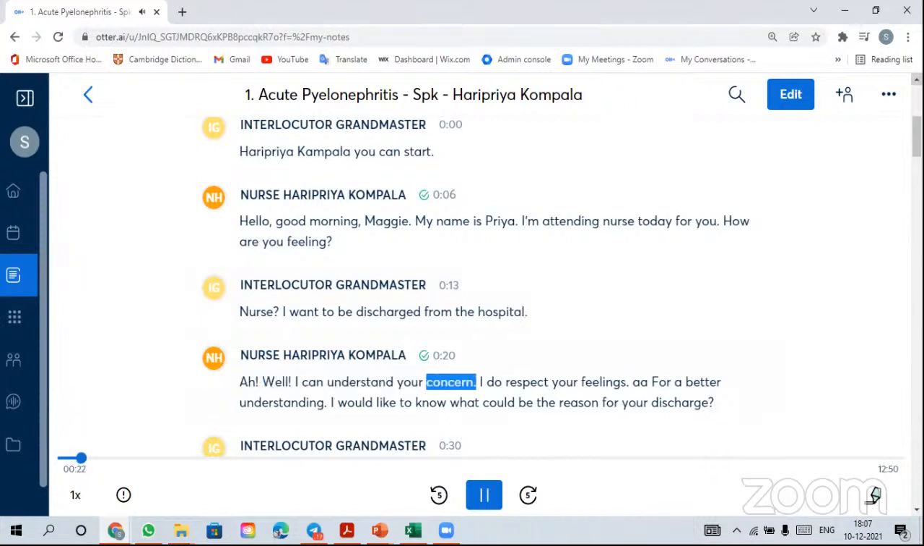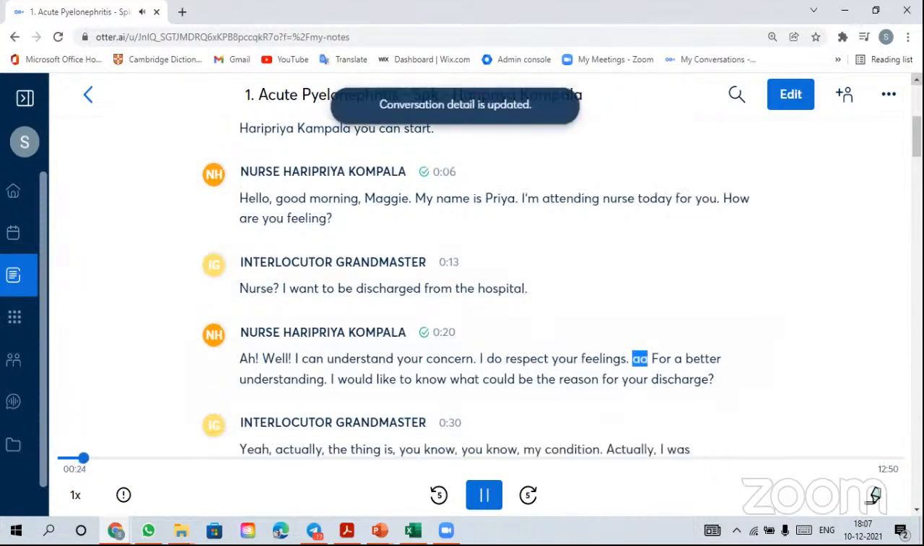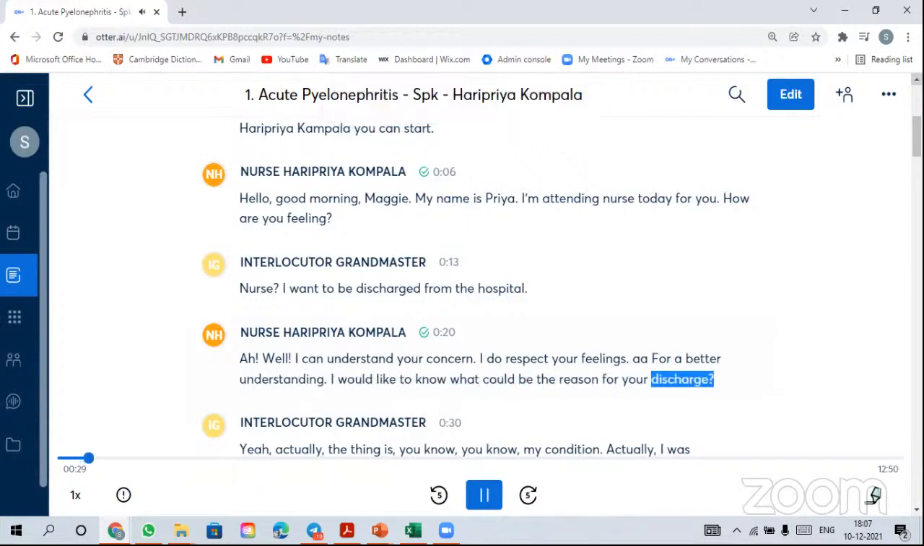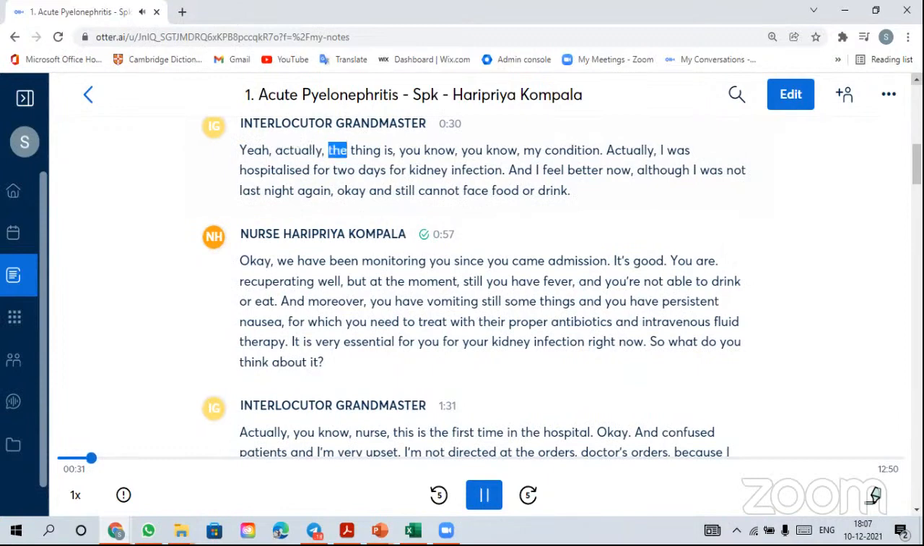Well, I can understand your concern. I do respect your feelings. For my better understanding, I would like to know what could be the reason for your discharge? Yeah, actually, I was hospitalized for 2 days for a kidney infection, and I feel better now. Although I was not well last night, and still cannot face food or drink.